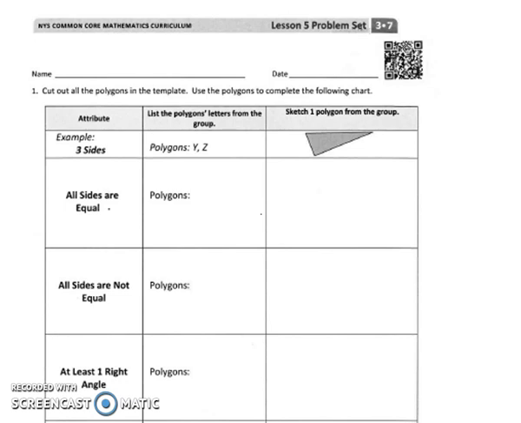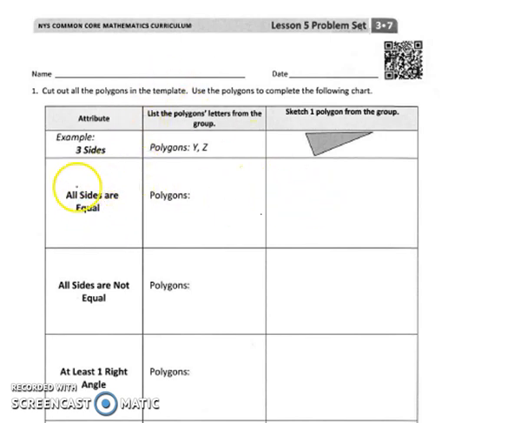So, they did the first one for us. The attribute was that it had 3 sides. And so they found polygons Y and Z, and they sketched one of them in that space to the right. So you see how similar it is to the activity from yesterday. Now, you're going to take your polygons that you cut out and your ruler as needed to fill in the rest.